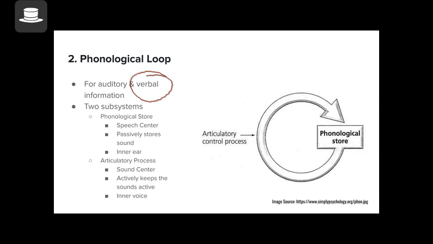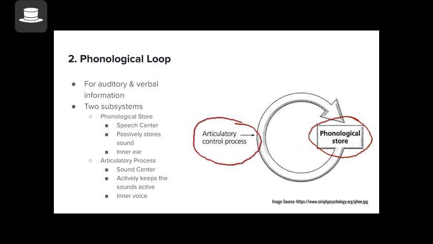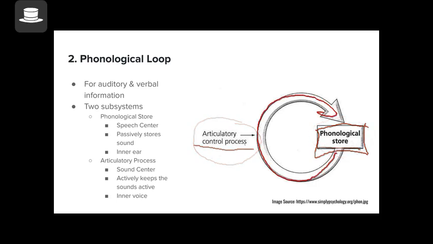The phonological loop itself is further divided into two subcomponents. One is called the phonological store. The other one is the articulatory process. Now, keep in mind, the name itself gives you enough information, right? One is more like a store, a system to store and hold information. The other one is more like a process to control the information held in your phonological store. That's exactly what it is.